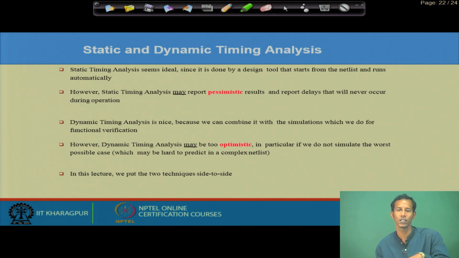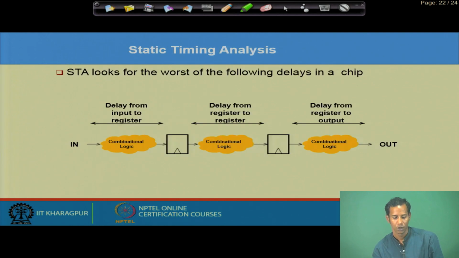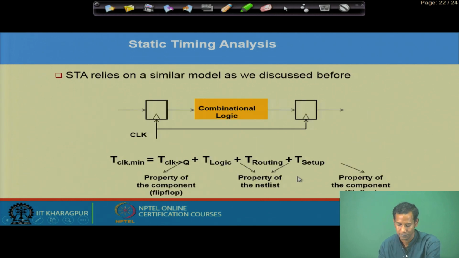If I do not consider that, and just calculate depending on the library information, on R and C values, what the delay is for the interconnects, that is static timing analysis. This static timing analysis is the same as what we have already seen.